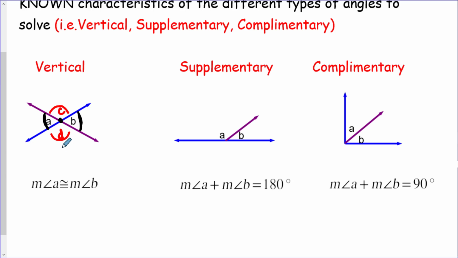And what is special about vertical angles is that they are congruent, which means that they equal the same measurement. So that means that this angle is congruent to this angle. And we show congruency with the little tick mark. And this angle is congruent to this angle.